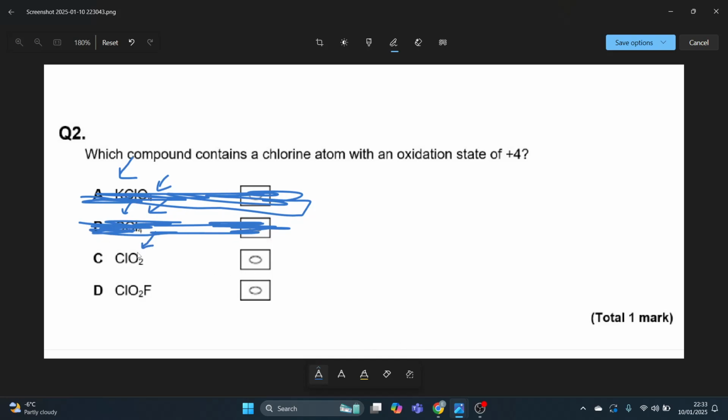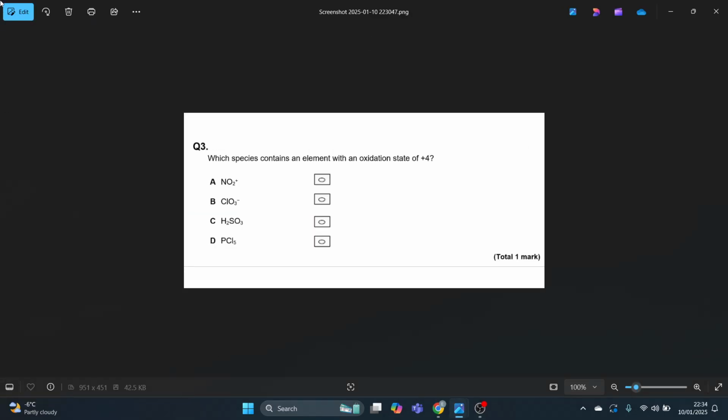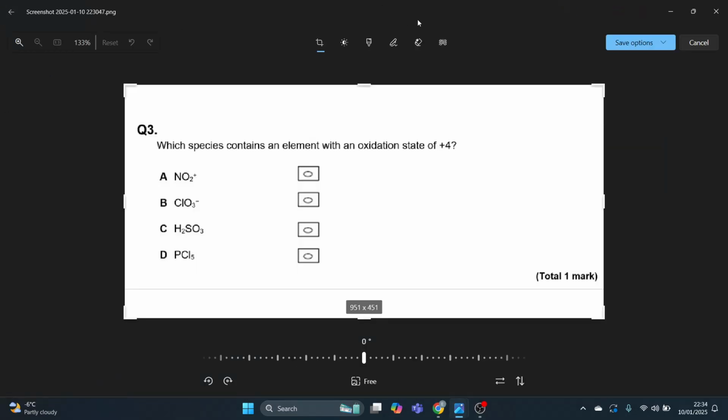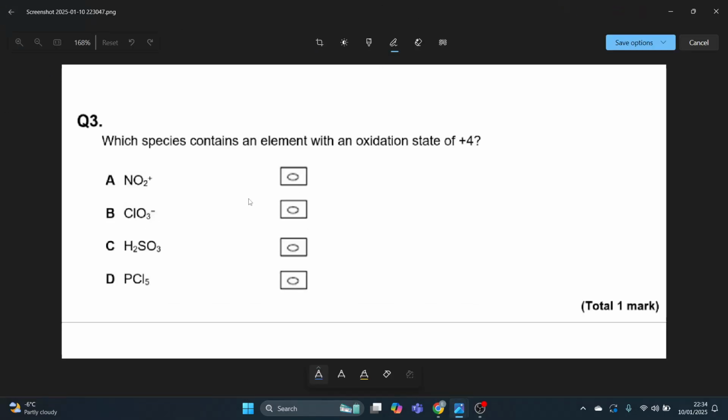In this case, -2 times by 2, so it could be +4 in this case, but let's look at part D. You've got the oxygen, you also got the fluorine. So yeah, the answer is going to be C. Remember, there are a couple of special cases where the rule of thumb doesn't always apply.